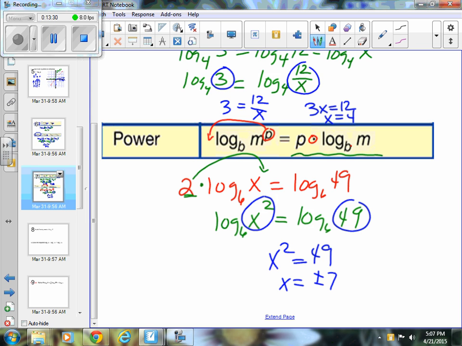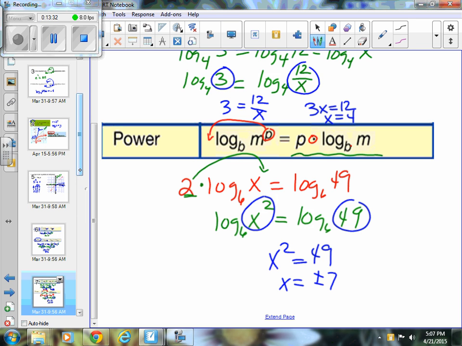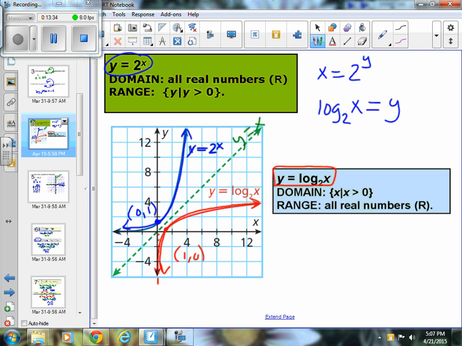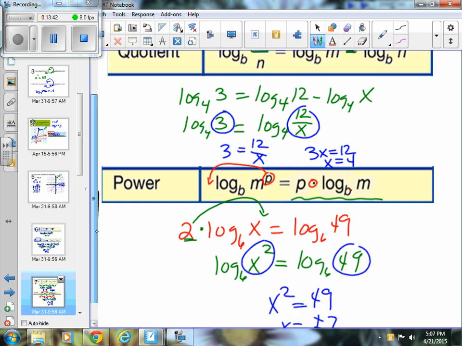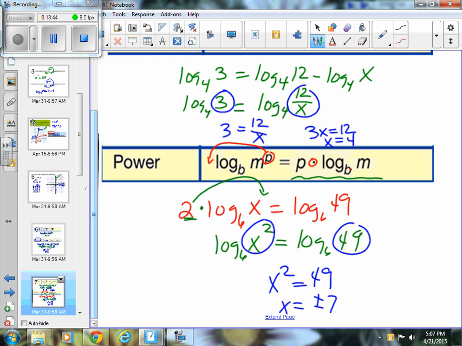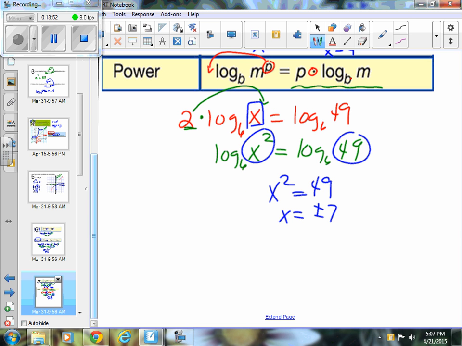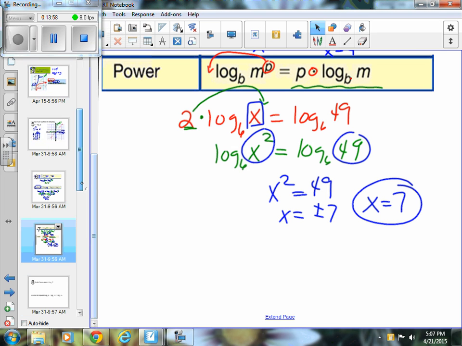Okay, I want to direct your attention back to the graph. The domain for log is all the x's that are greater than 0. Okay, so let's go back to our example then. Would we be able to put a negative 7 back in for x here? Well, no, because 6 to no power is going to give you a negative 7. That's impossible. It's not going to work. So the only one that actually makes sense is just the 7. So we do have to keep that domain in mind as we're working through these.